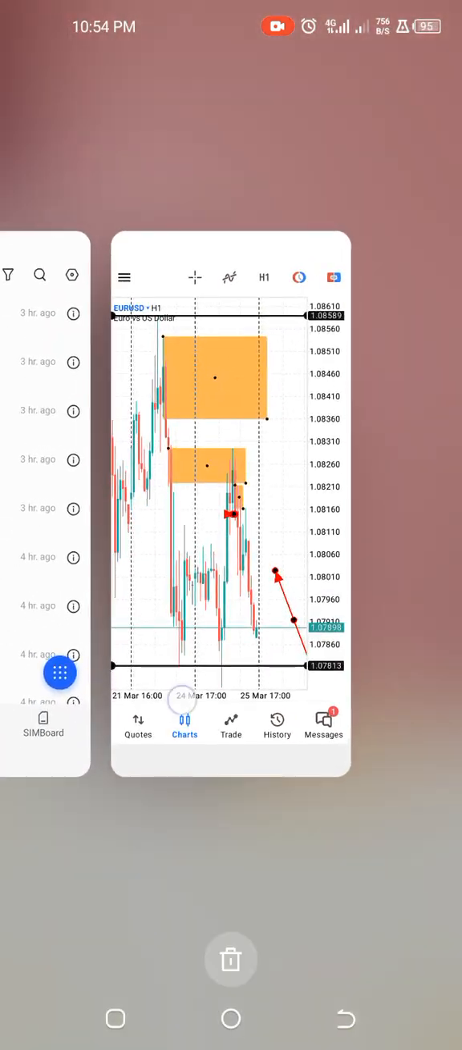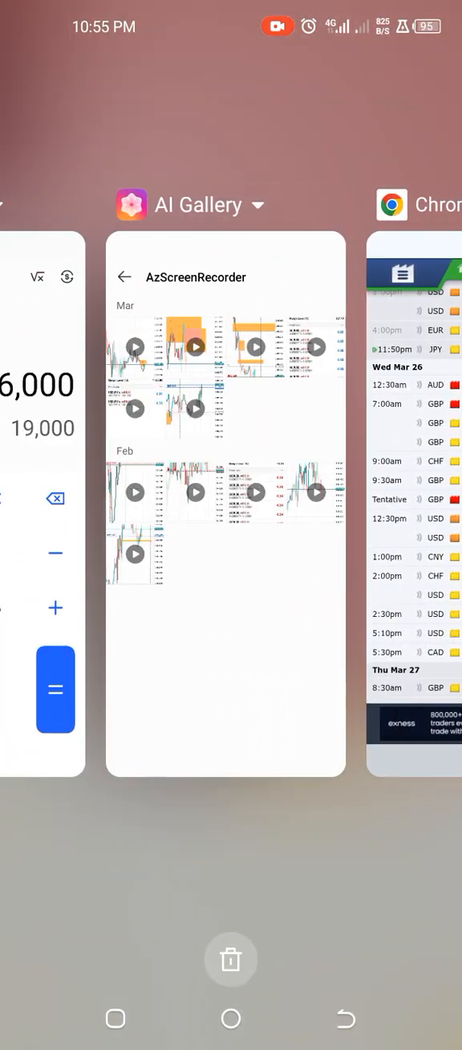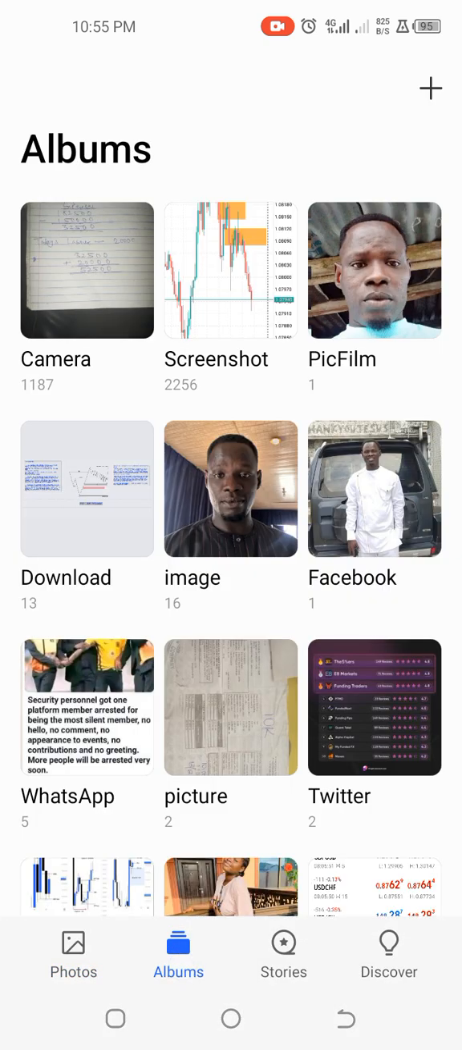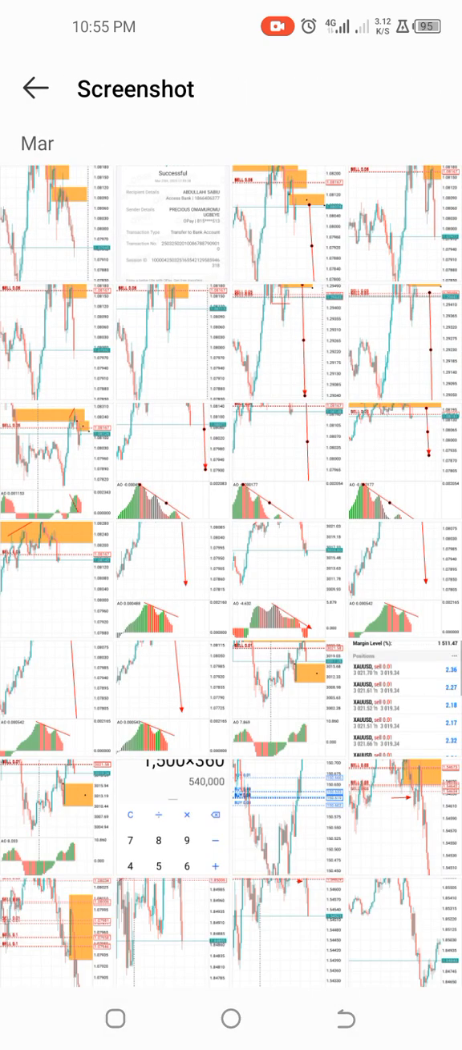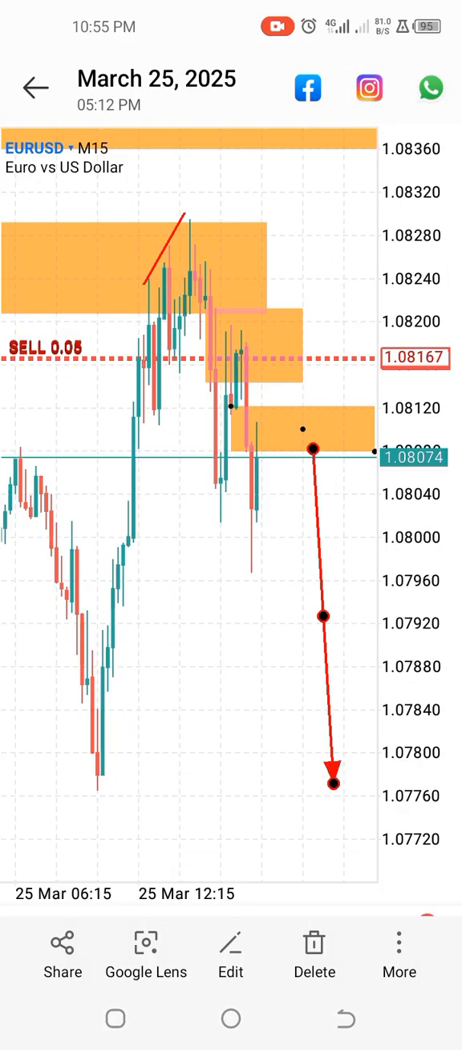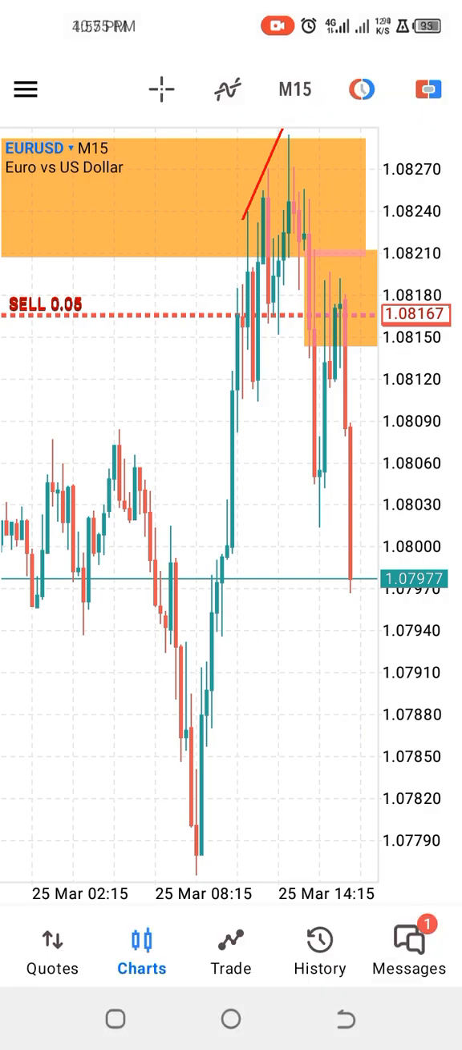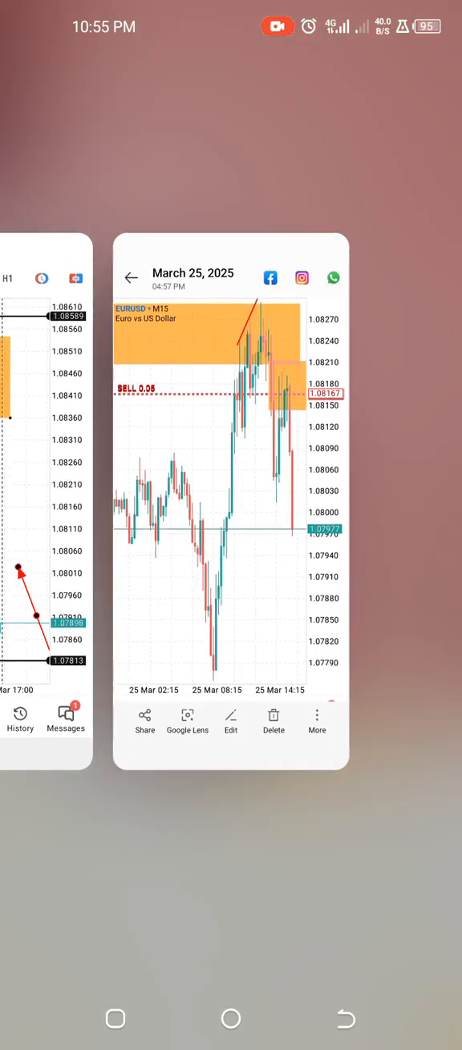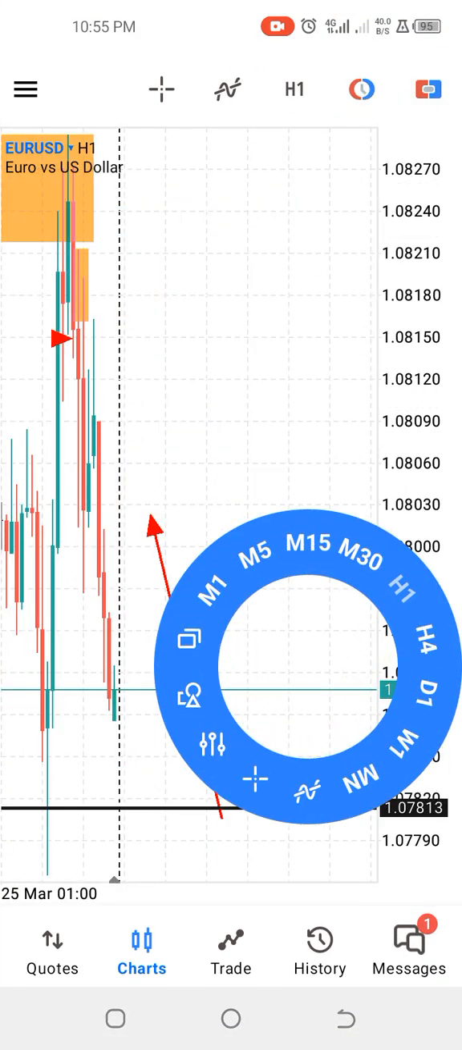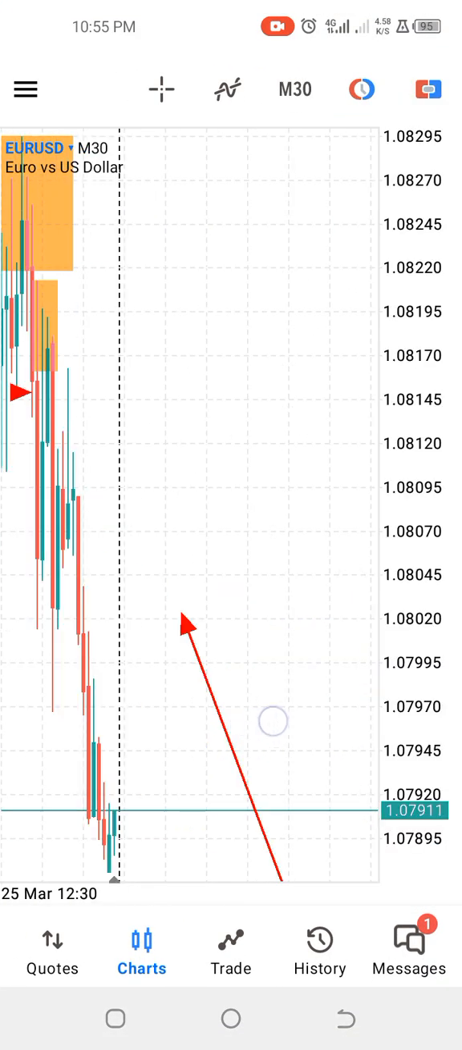So if I can quickly go to my screenshot, you see the screenshot of the Euro USD trade I took. This is the confirmation on the sell. Look at the market maker sell model which price gave to me, and my positions which I entered, and the drop. You can see the nice drop which price gave. I took profits along the way. So this is how price normally behaves and delivers.